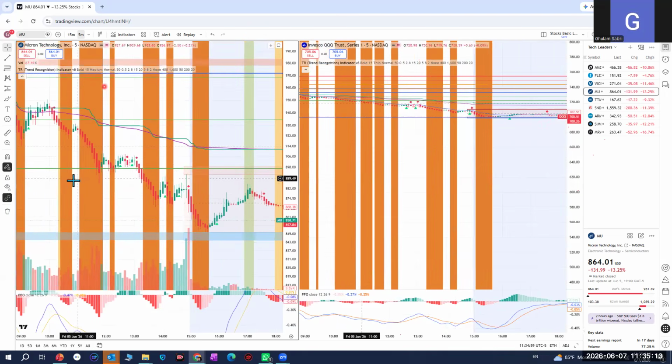Like this is MU, and it started filling here. It filled at VWAP. Now the VWAP will appear.